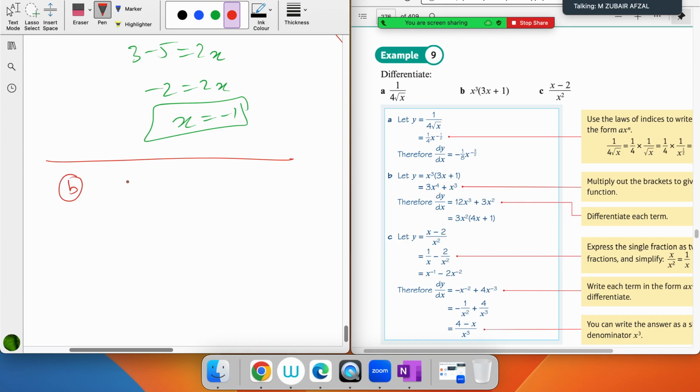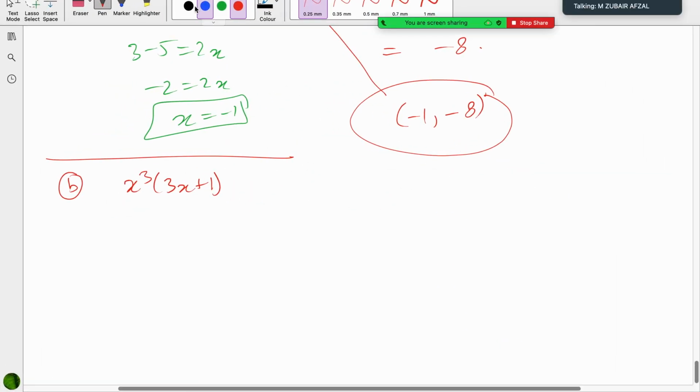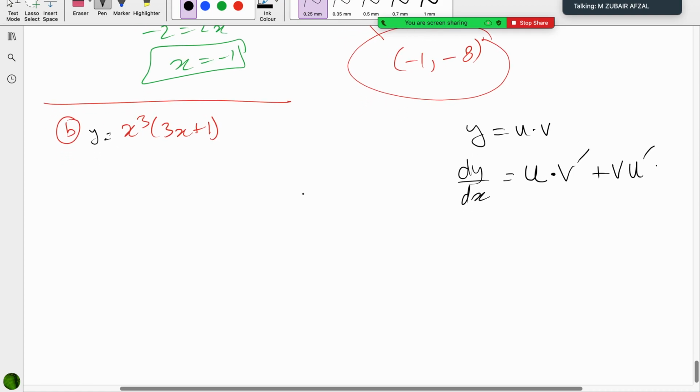Example B, let me copy this first. x cube into 3x plus 1. We just practiced u dot v. I'll write that again. u dot v was dy by dx is equal to first function into differentiation of second plus second function into differentiation of first. Okay, this is one way. The other is directly. In this case, it is quite possible to do it directly. I'll compare it with both.